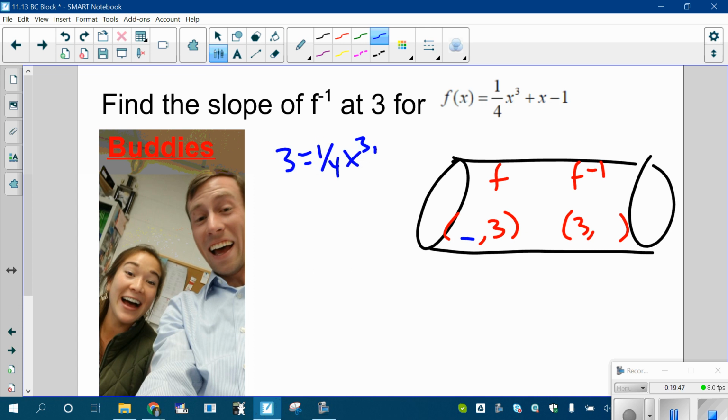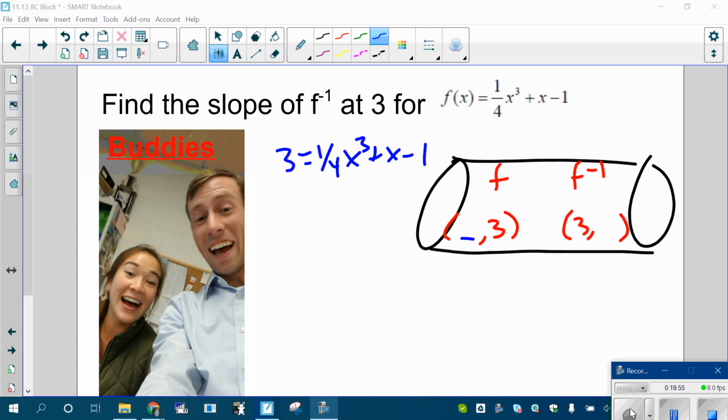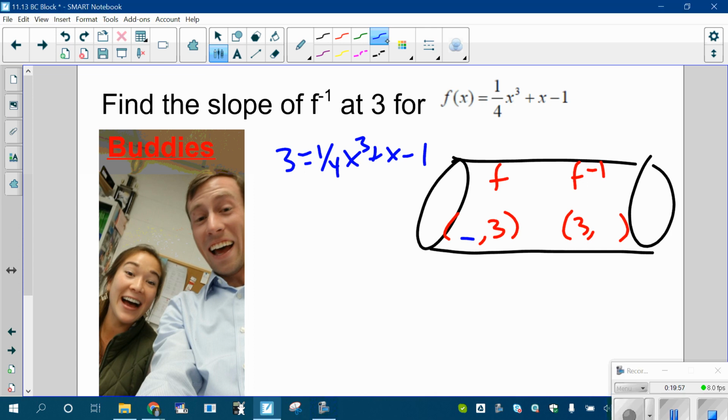I am going to write this equation, and I'm going to realize that I don't know how to solve that, so I'm going to use my calculator. I'm going to type this into y1, this into y2, and figure out where they intersect. I figured out they intersect at 2, so I've completed the buddy point. (2, 3) is the point on the original, and (3, 2) is the corresponding point on the inverse. I'm now going to find the derivative of f.